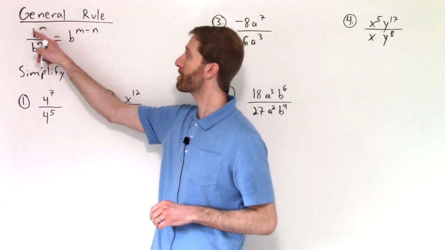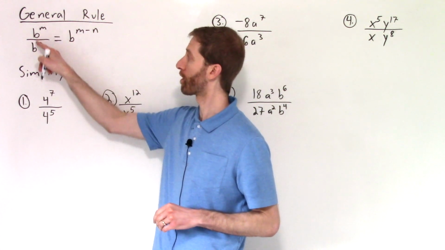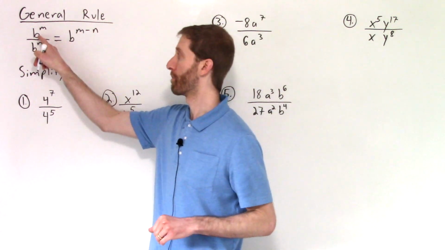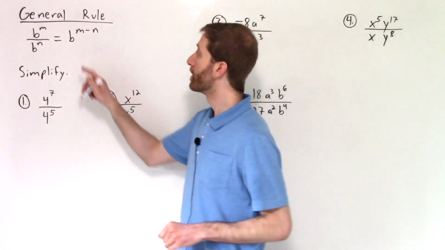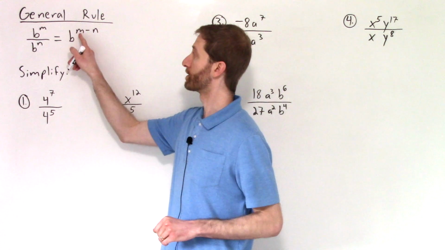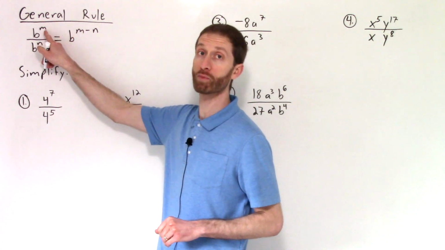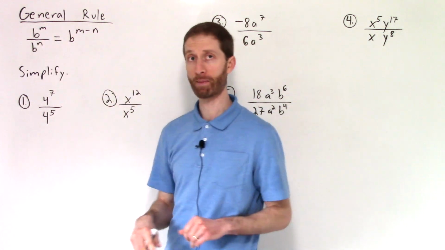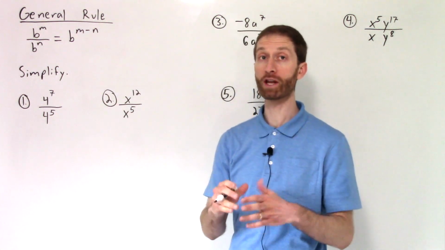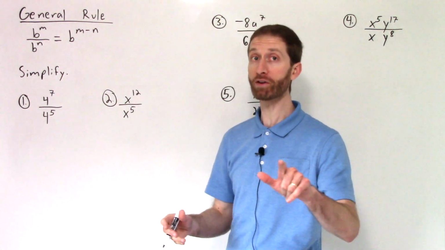So we've got any power divided by any power, as long as they have the same bases and the base is not equal to 0, then what we do is we keep those bases and we subtract the exponent of the numerator minus the exponent of the denominator. And again, if you have trouble understanding why that is, please check out that earlier video.